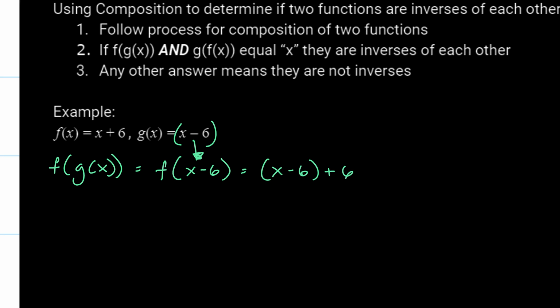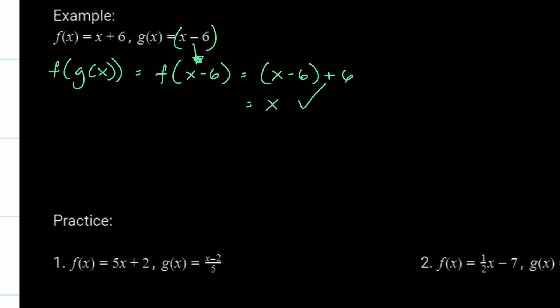And what is x minus 6 plus 6? What two like terms can I combine there? The 6's, right? Negative 6 and positive 6 make what? Yeah, negative 6 plus 6 is 0, so you're just left with x. So this one checks out. This one is equal to x. So now we need to check the other one, g of f of x.